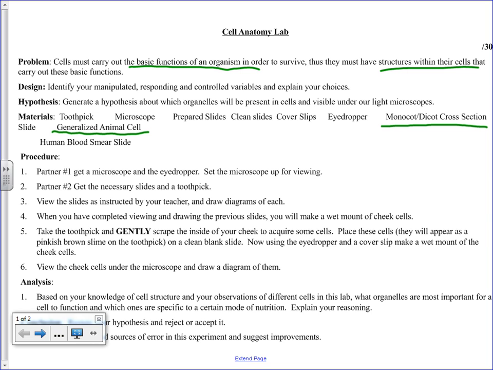The next one is the human blood smear. We're looking at the human blood smear just to draw a lab diagram. It is not going to be included in your hypothesis, your analysis, or anything like that, because people just always ask, what does blood look like? Can we look at blood? So you can look at blood.